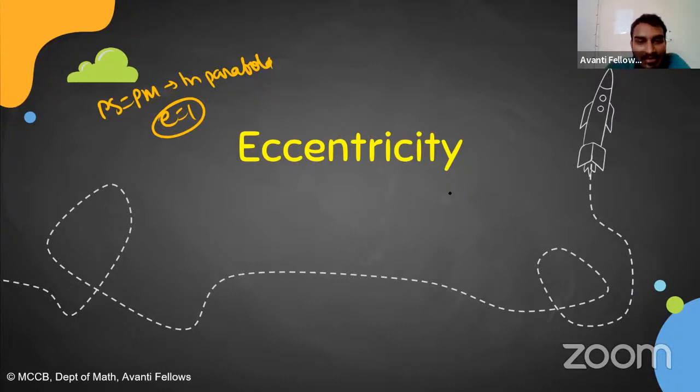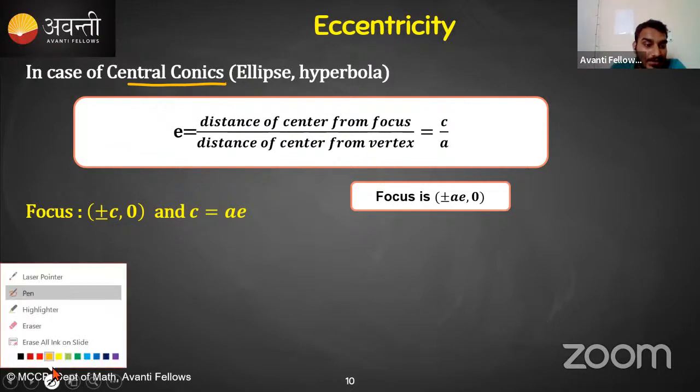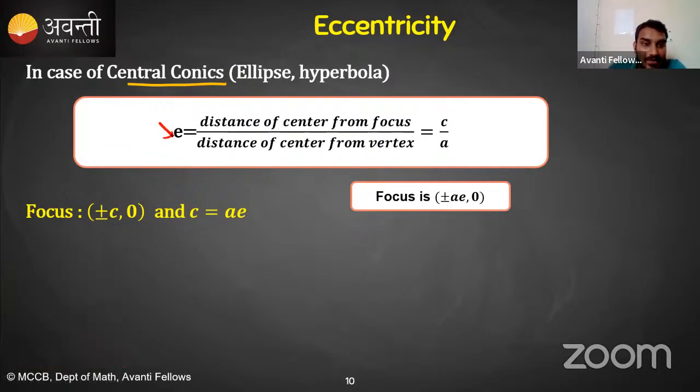Okay, so let's start. Students, in case of central conics, what do you mean by central conics? The conics which have a center: ellipse is one, hyperbola is also one. Okay, parabola is not a central conic, it does not have any center. So in case of a central conic, what is the definition of eccentricity? The definition of eccentricity is the distance of center from focus divided by the distance of center from vertex.